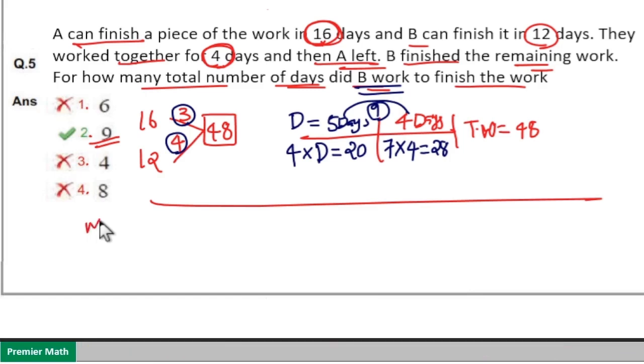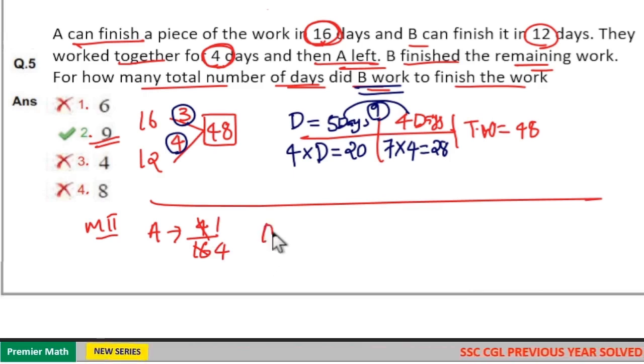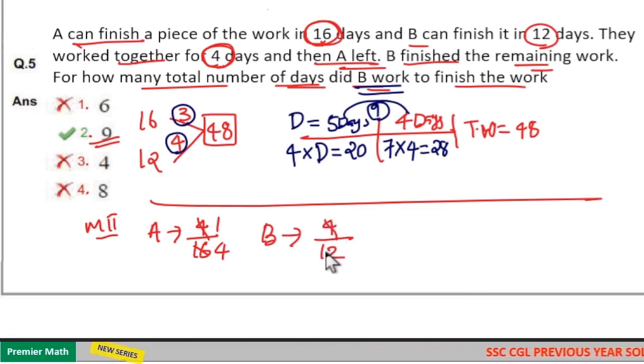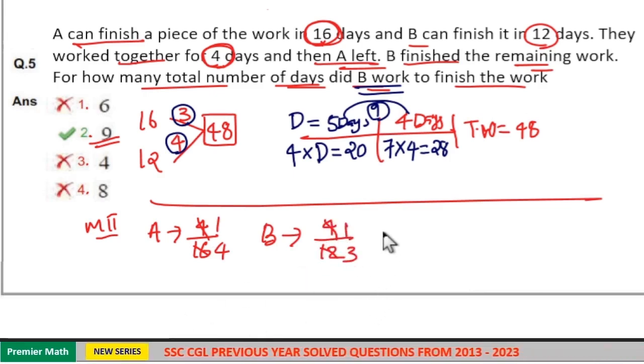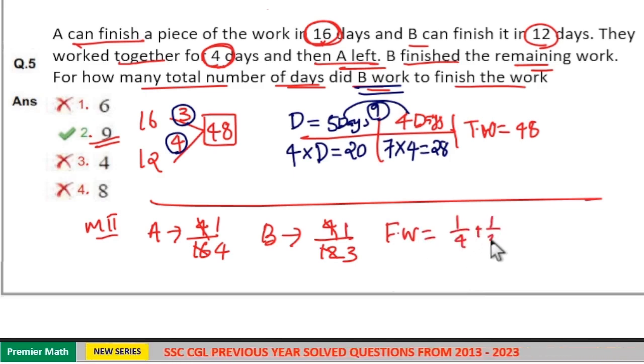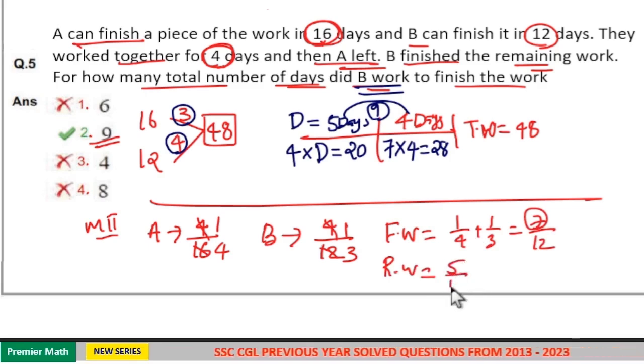Here, you can do this question in different method as well. That is, here A worked for 4 days and he can finish a work in 16 days. So, 4 by 16 means 1 by 4th work he finished. Now, B worked for 4 days and he can finish a work in 12 days. So, 4 by 12 means 1 by 3rd work he finished. So, total finished work is equal to 1 by 4 plus 1 by 3, that is 7 by 12 work. That is, out of this 12 unit work, 7 unit is finished. Remaining work is equal to 5 by 12.